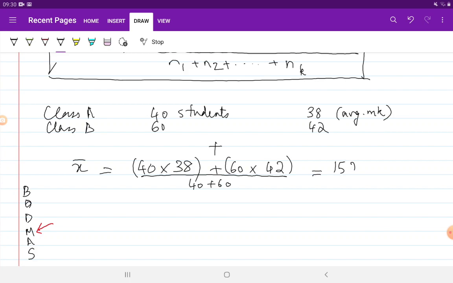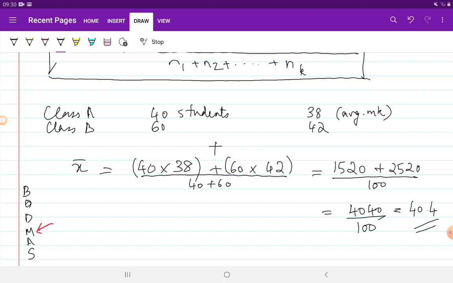40 into 38 plus 60 into 42 is 4040 divided by 100, which is 40.4. So if you have a combined class, the average of this combined class will be 40.4.